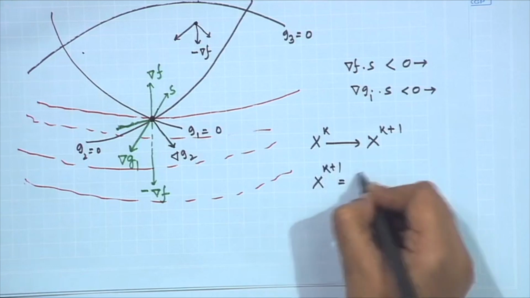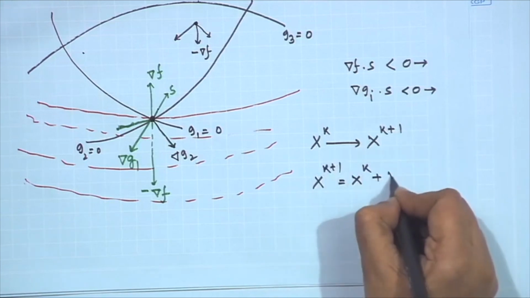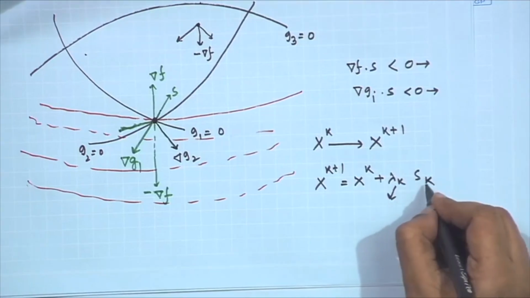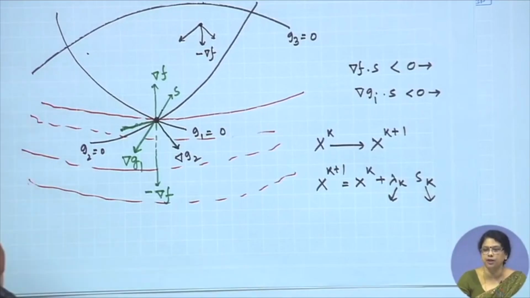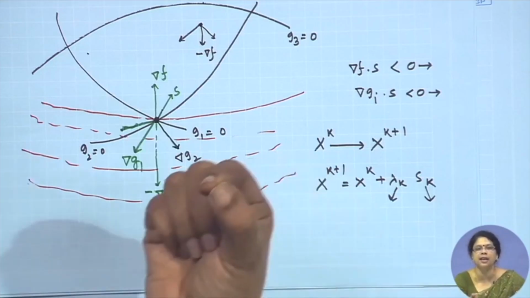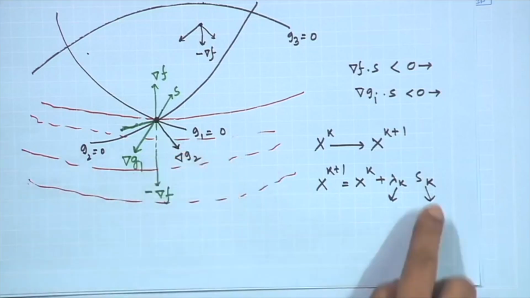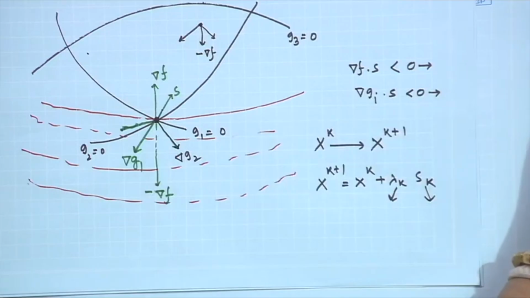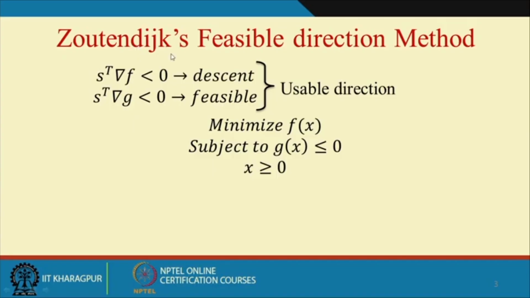Xk plus 1 would be xk plus lambda k sk, where lambda k is the step length and sk is the direction of the corresponding point. We can have infinite number of directions, but if we consider a single component of n dimensional space, this direction can be only to the right or to the left. And Zoutendijk said that if any direction is descent as well as feasible, that must be usable direction for the minimization problem.